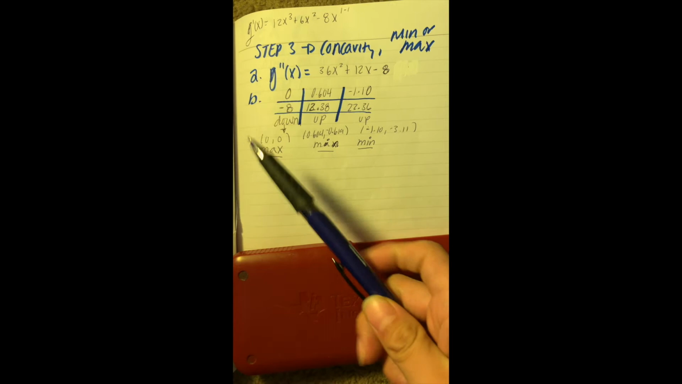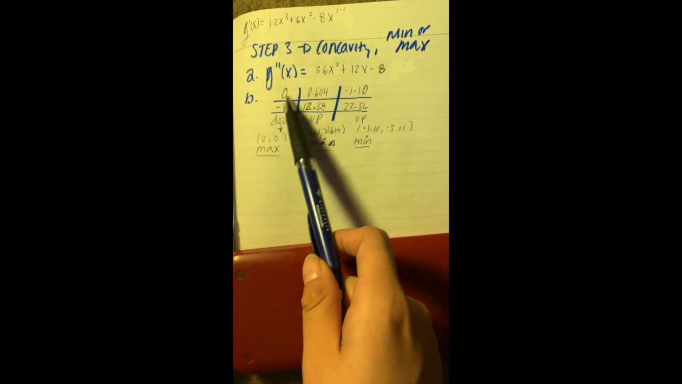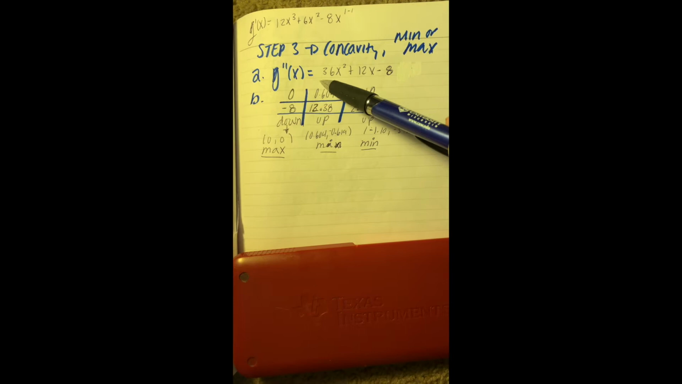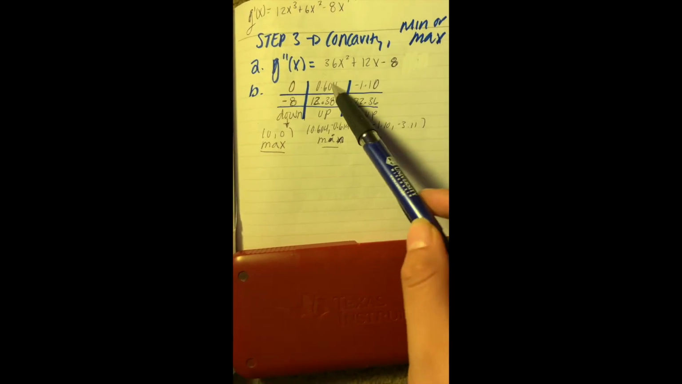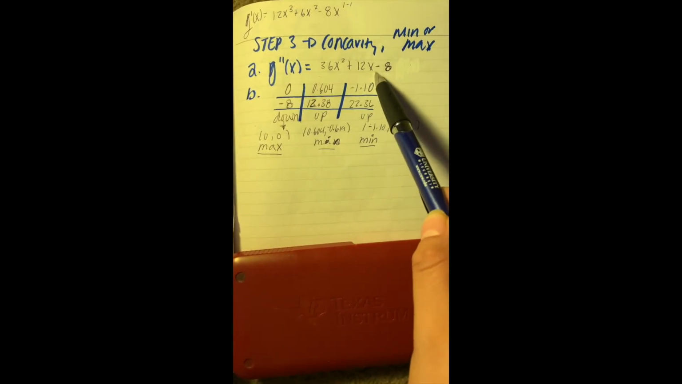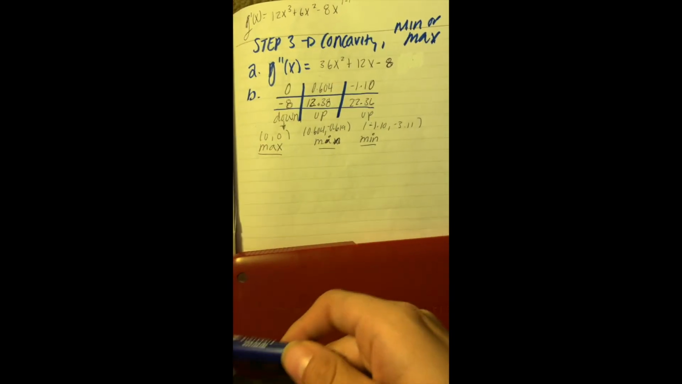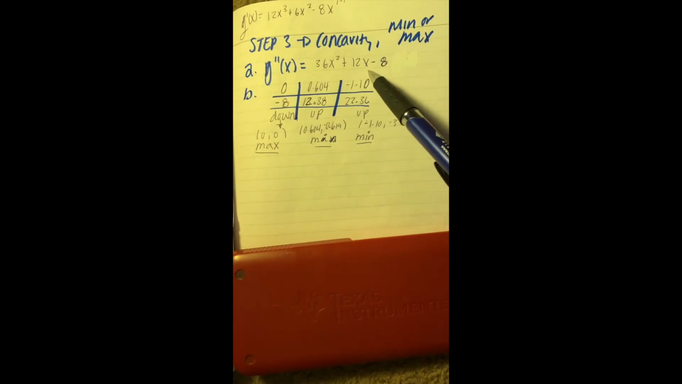The first step is you actually have to find the second derivative, and with that you can just use the power rule. You already have the first derivative that I wrote up here, so all you're doing is applying the power rule to get 36x squared plus 12x minus 8. Then you can plug in those solutions you just found, the x's, into the second derivative function.